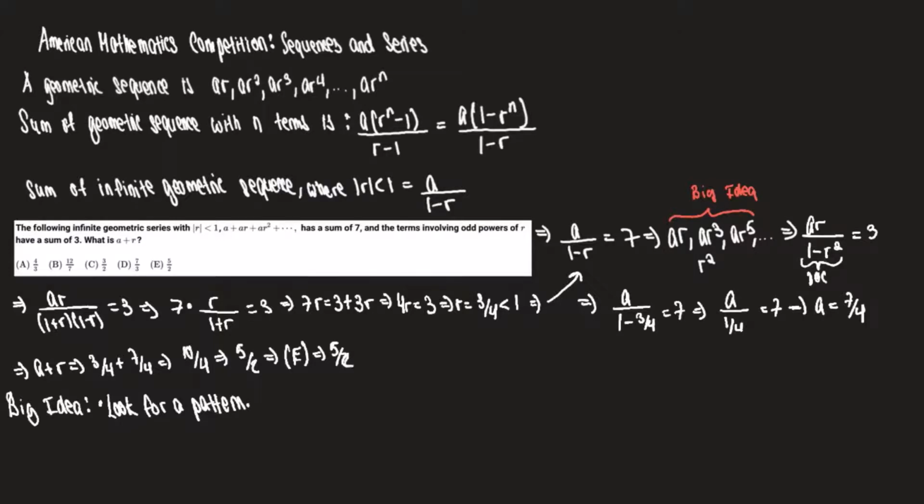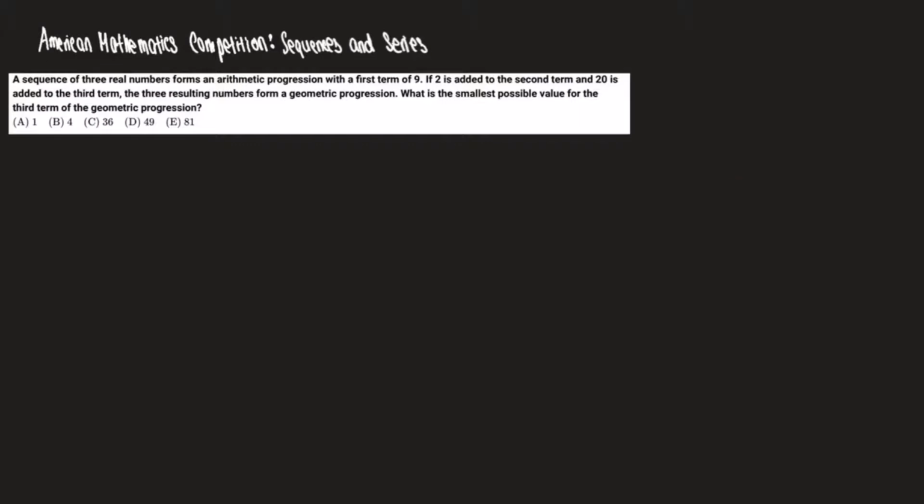5 halves. So on to the third problem then. A sequence of 3 real numbers form an arithmetic progression with the first term of 9. If 2 is added to the second term and 20 is added to the third term, the 3 resulting numbers form a geometric progression. What is the smallest possible value for the third term of the geometric progression? I'll give you guys a moment to think about this.